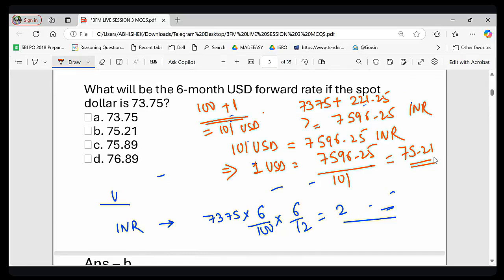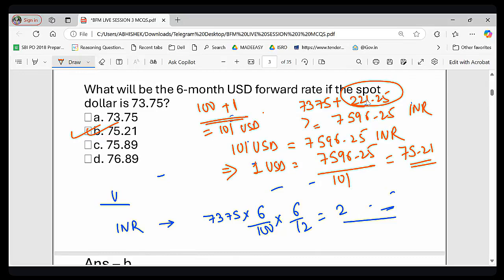So 1 USD is equal to 75.21. So what is the correct answer? Option B is the correct answer, right? You can think of it like this: forward rates are adjusted based on how much interest is earned in both currencies over time. Now you can see Indian rupees has a higher interest rate, 2.25 as compared to 1 for USD. So the Indian rupee will depreciate faster, making the forward rate higher than the spot rate.